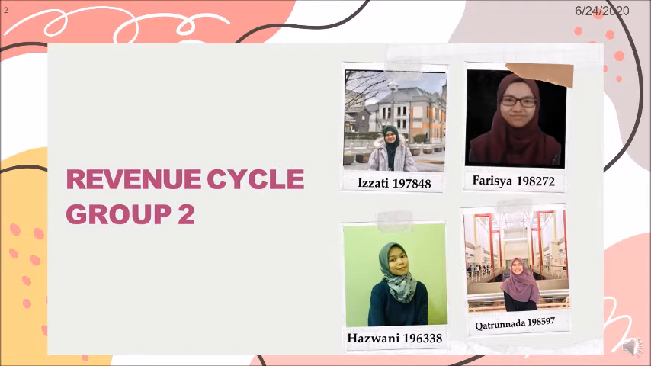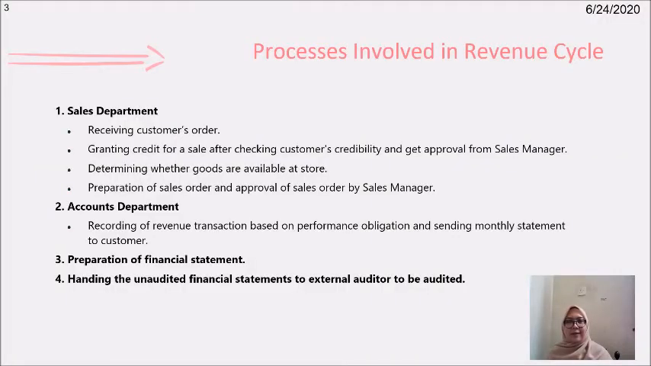We are from Group 2 and today we will be presenting about the revenue cycle. Processes involved in revenue cycle. We have 4 steps. First, in the sales department. Second, in the accounts department. Third, the preparation of financial statement. And last one, handing the unaudited financial statement to the auditor to be audited.